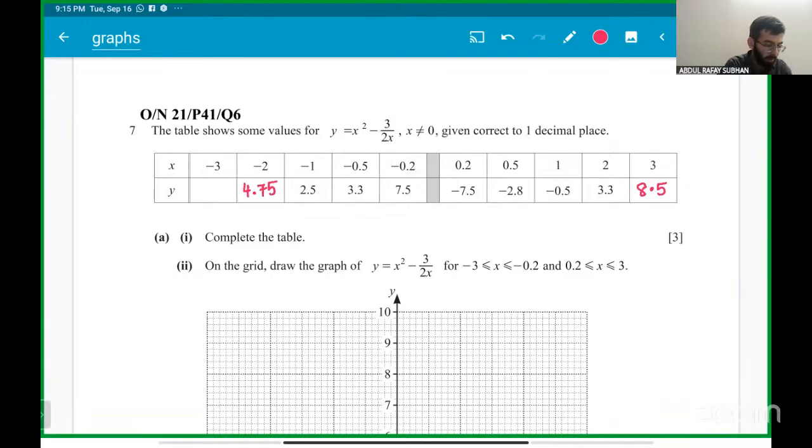And the next one will be negative 3, into the negative 3 squared. That will be coming to 9.5. Your answers should be matching mine. That's how you get all 3 marks. Okay, is everyone clear? Please double check. You should be getting the same values.